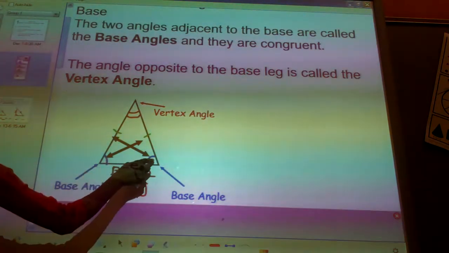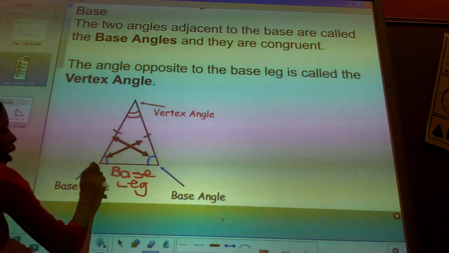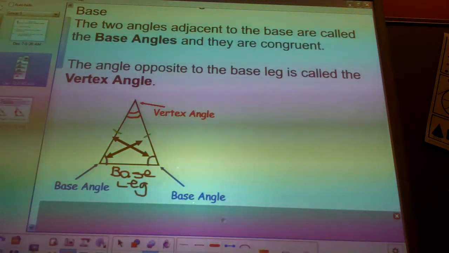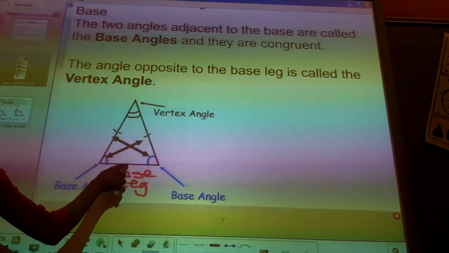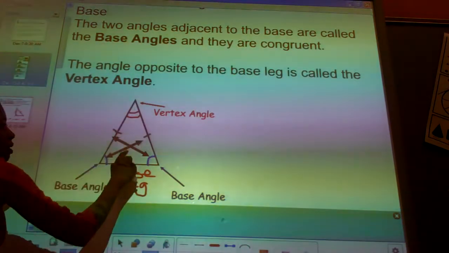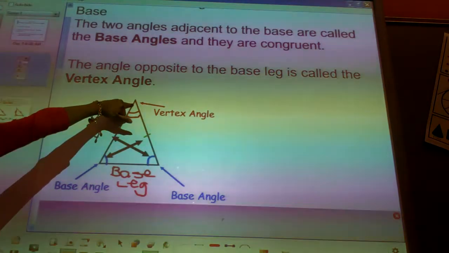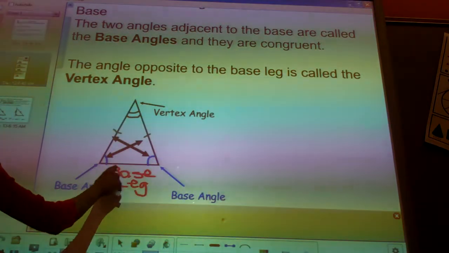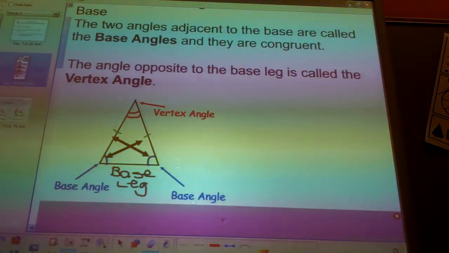Again, the angles connected or adjacent to our base leg are called the base angles. And then the vertex that's opposite, or across from, the base leg is called the vertex angle. This leg here, again, base leg, the angle opposite is called your vertex angle.